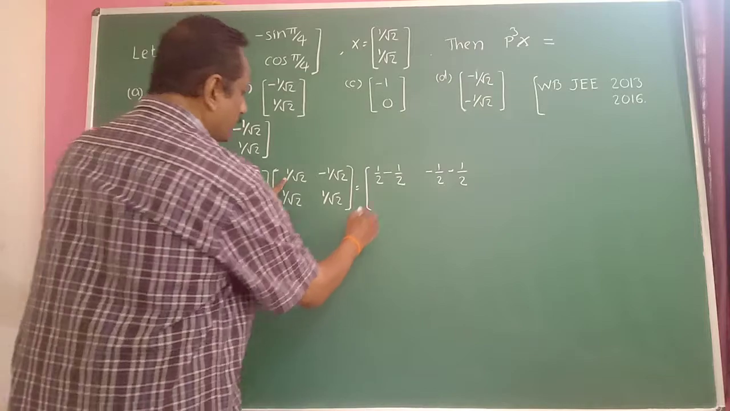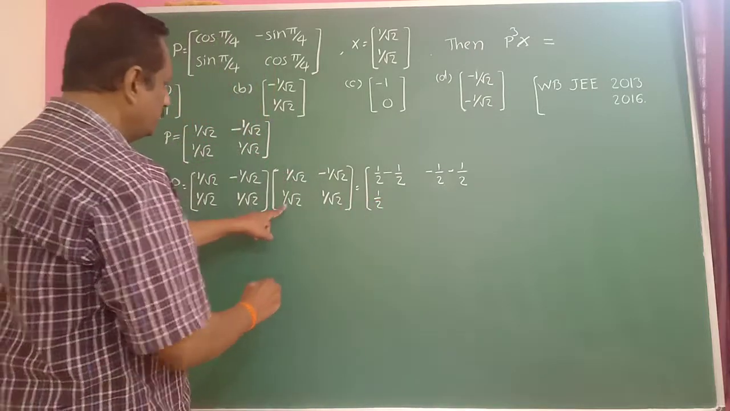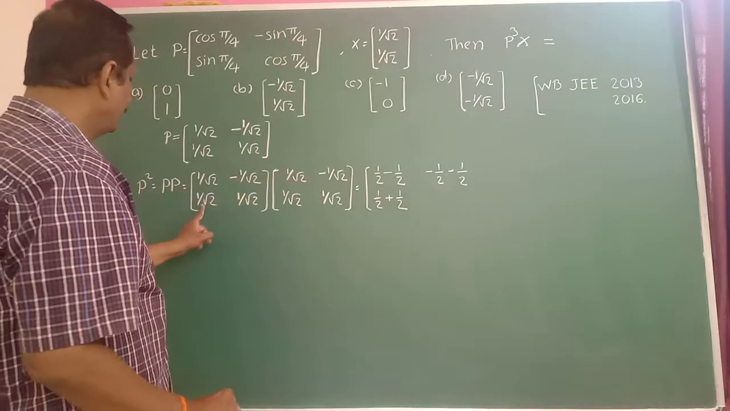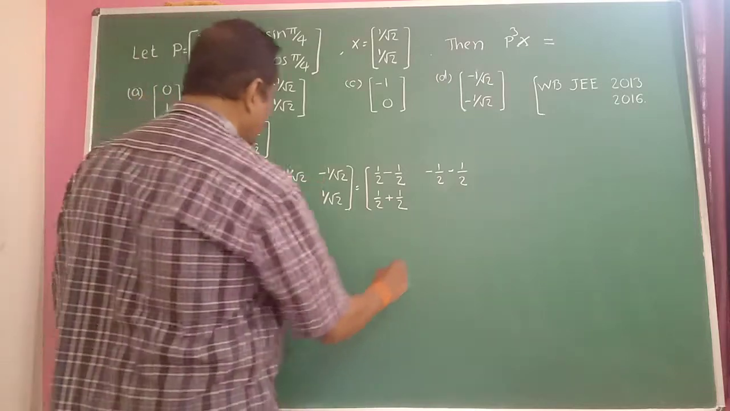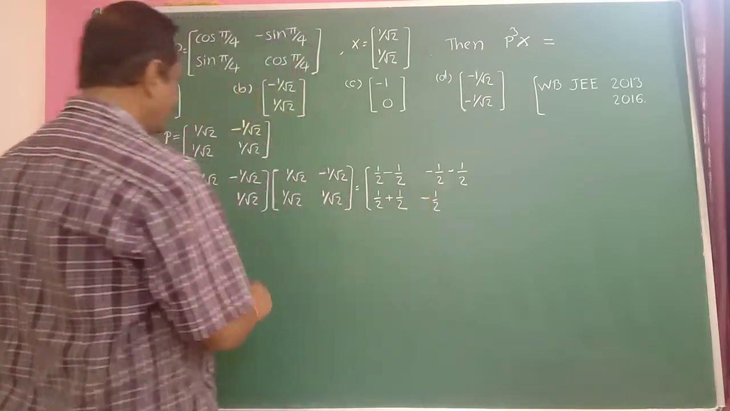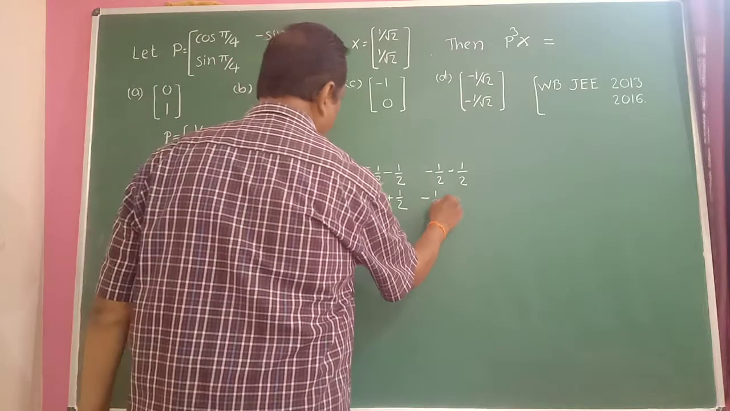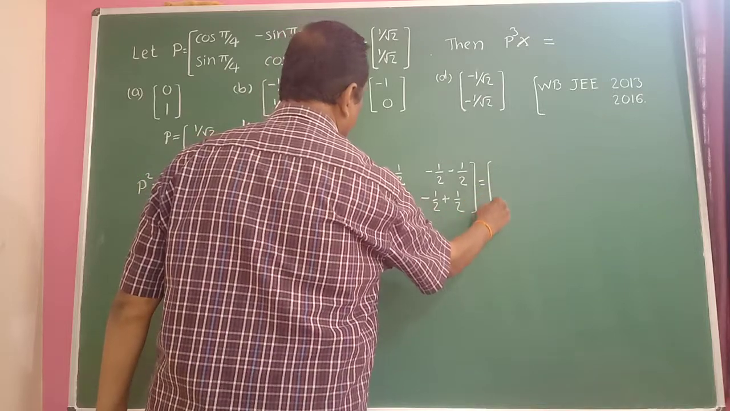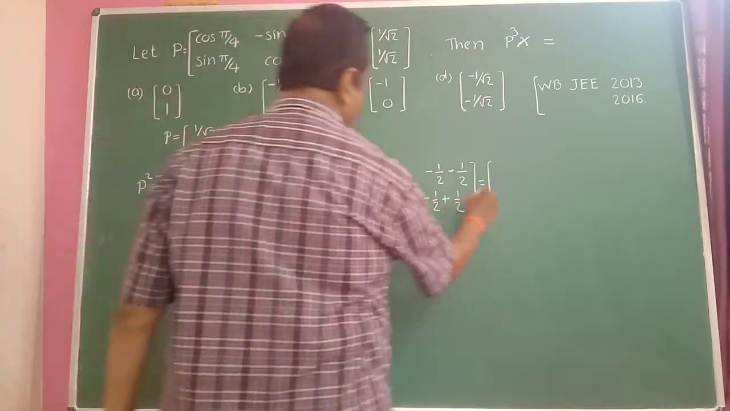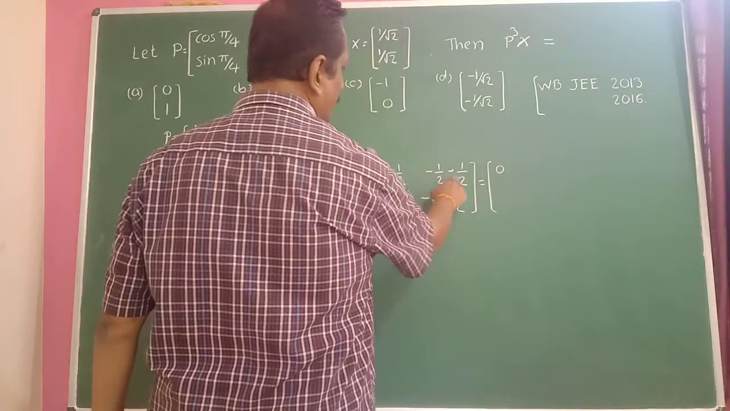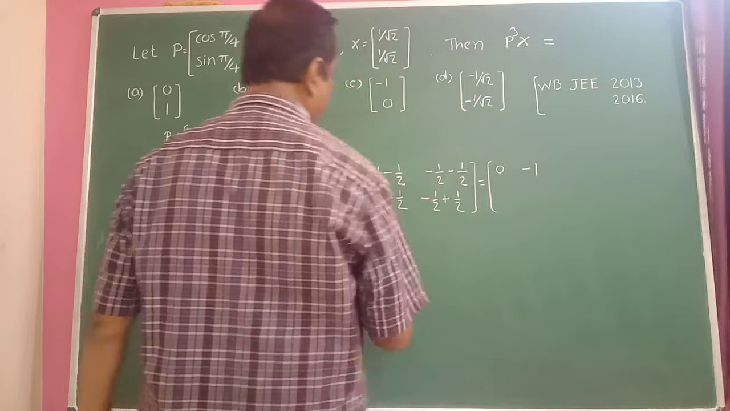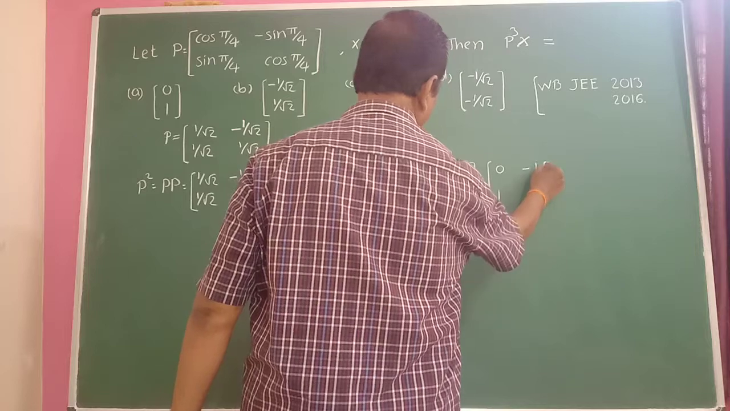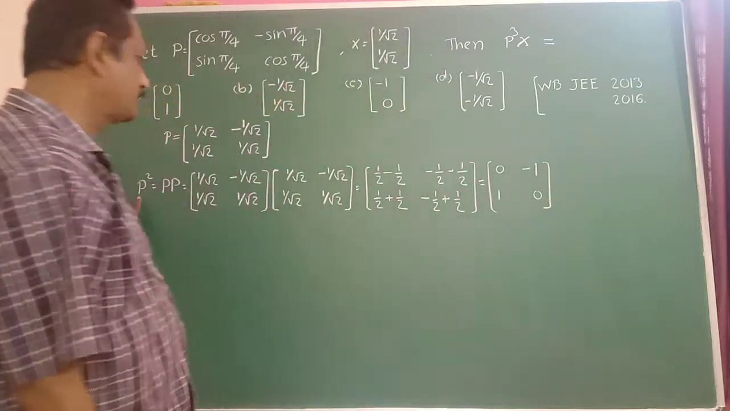So 1 by root 2 into 1 by root 2 is 1 by 2 here. Then this into this one plus 1 divided by 2. Multiply this row with this column. Minus 1 by root 2 into minus 1 by root 2, minus of 1 by 2. Then this into this becomes 1 upon 2 here plus 1 divided by 2. Therefore, this is equal to, here both get cancelled here. So it is a 0. Minus 1 by 2 minus 1 by 2 gives minus of 1 here. 1 upon 2 plus 1 by 2 gives 1. And both get cancelled, it is a 0 here. So this is P square here.